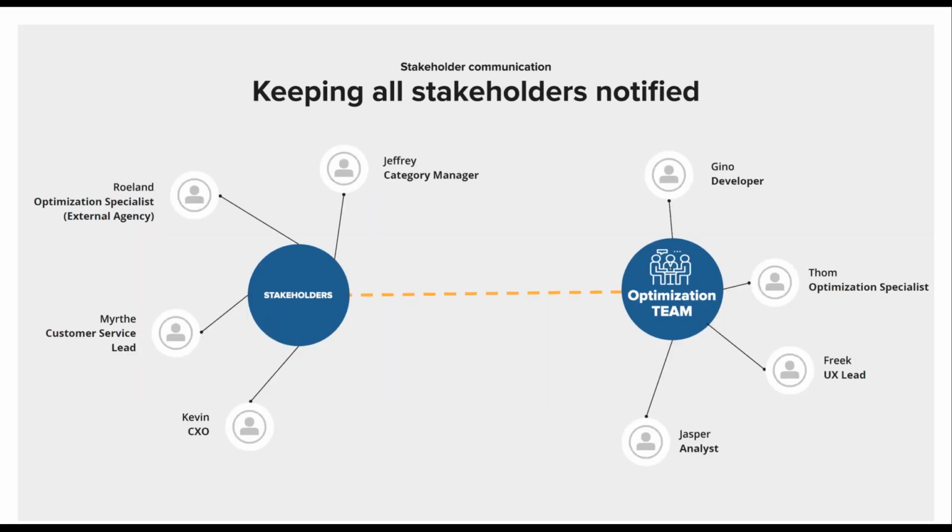So basically, you have 2 teams. You have an optimization team, and you have all the stakeholders around you in an organization. When you look at the optimization team, there's of course a developer. There might be an optimization specialist, a UX lead, and an analyst who analyzes all the data. That team needs to be updated about all the actions in an optimization program. But the stakeholders, of course, need to be updated as well.